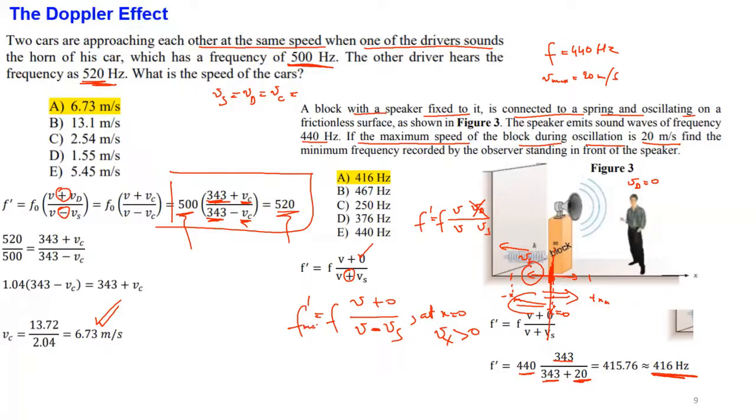So this is Vmax. This is Fmin, and this is Fmax. So you can calculate Fmax. Fmax will give you 467 hertz. But the question here is Fmin. Fmin just gives you 416 hertz. Now, needless to say, at x equals plus or minus x max, the sound source is at rest, because VS is 0. So that means what? F prime will be F.